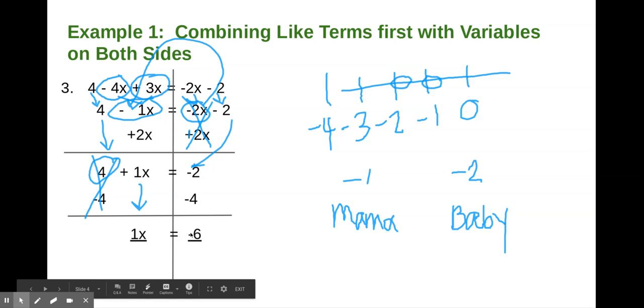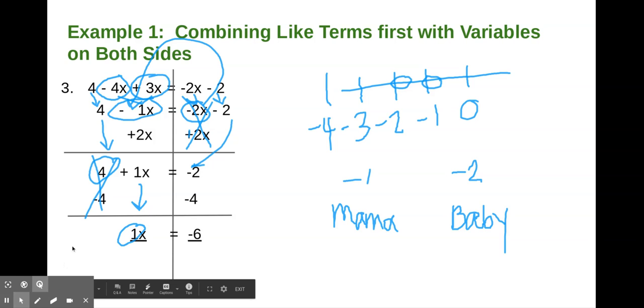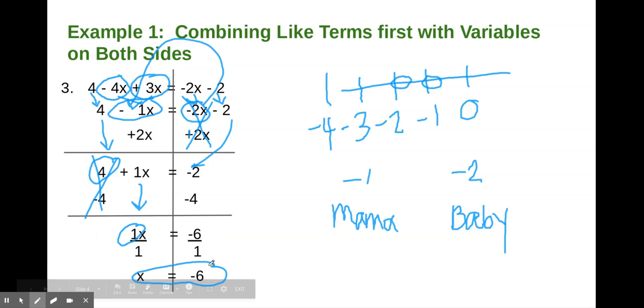And negative 2 minus 4 is a negative 6. And like I said, the last step on almost all of these problems that I have in this slide is to divide. So I'm going to divide both sides here by my coefficient, and my coefficient is 1. So I'm going to divide the left side by 1 and the right side by 1. And when I do that, I get my answer of x equals negative 6. And again, you can substitute in negative 6 back into your original equation for x.